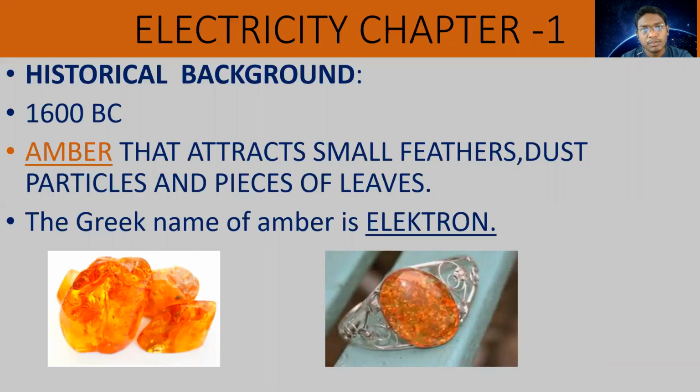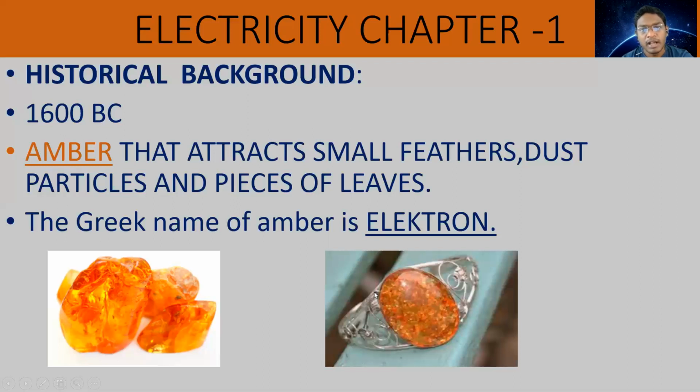Before we get into the electricity chapter, we have to know its historical background, how it started. The history goes back to 1600 BC. A substance called amber was found on the sea beaches of Greece. Remember the name: it is called amber. It is a gum-like substance, and you can see it in this picture. It is used for making jewelry like this.